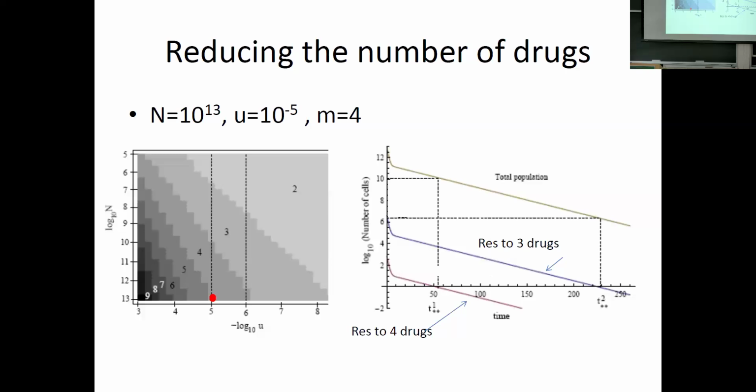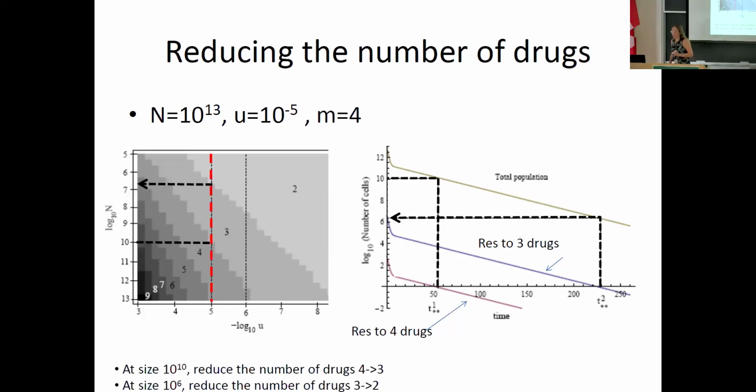So this paper says that basically, let's start here. Let's suppose that the tumor size is 10 to the 13, and we have a certain mutation rate. We start treatment, the tumor size goes down, and then as you reach this boundary, you can reduce the number of drugs from 4 to 3, and then from 3 to 2, and the probability of resistance doesn't decrease. So there are strategies that you can calculate mathematically that keep the probability of resistance constant, but allow you to reduce the number of drugs that you apply.